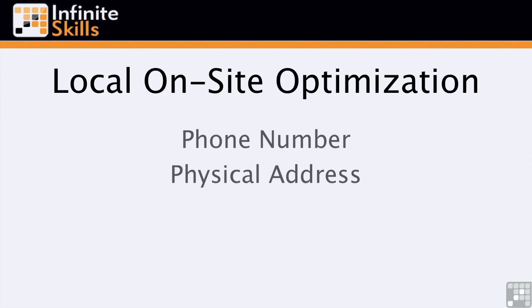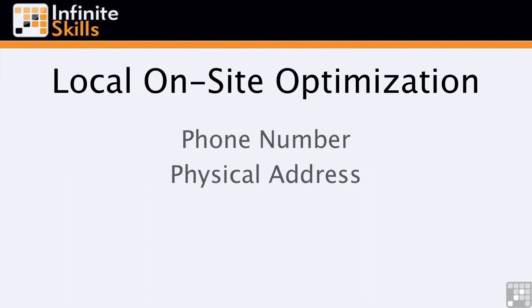The next thing here is local on-site optimization. Just as in the other videos that we've talked about on-page optimization, this is specific to local SEO. The two most important things that you can do are to have a phone number and a physical address. These things need to be text-based. Make sure they're not in an image, which I see on a lot of local businesses. Google needs to know that you have a phone number and an address. These two things tell them specifically we are located here and we are in this area code.